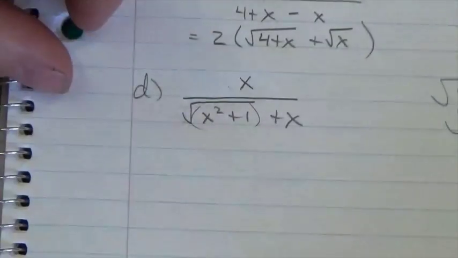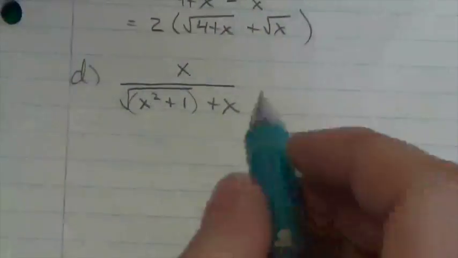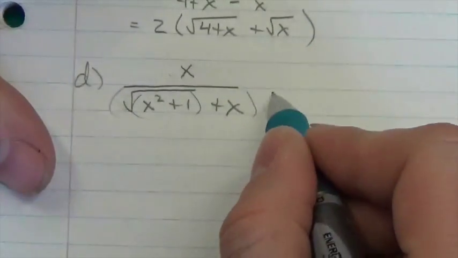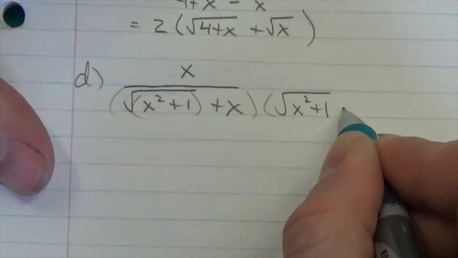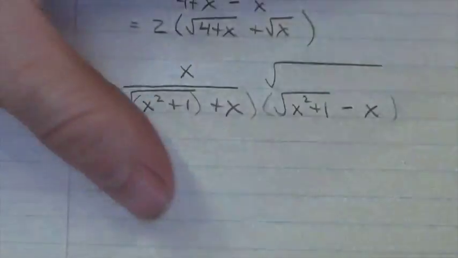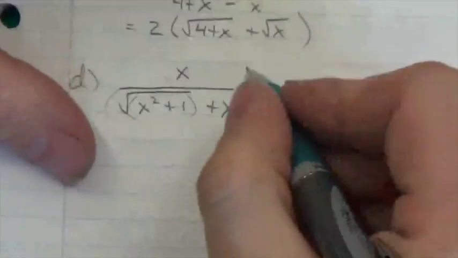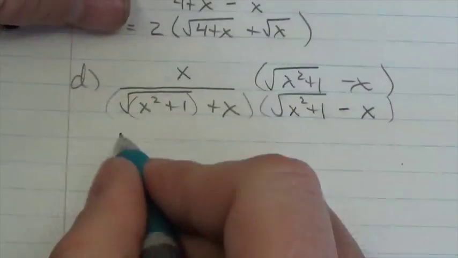That is a dead end. I can't move on from there. It's an order of operations issue. Okay, please don't do that. The only way that you can get around this problem is by multiplying by the binomial conjugate. So I have to multiply by the square root of x squared plus 1 minus x. Okay, whoops, I wrote that way too big. The square root of x squared plus 1 minus x.